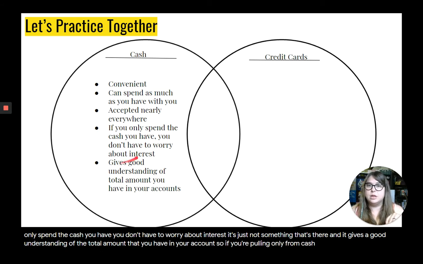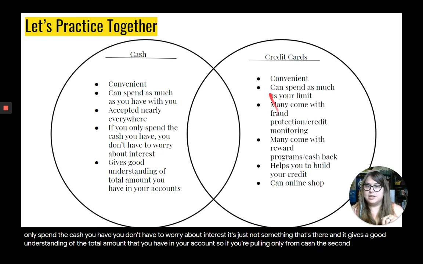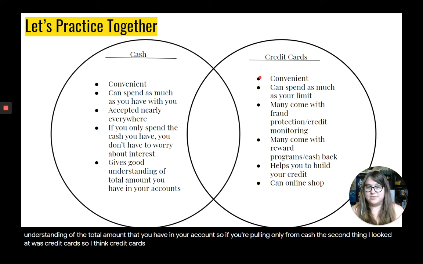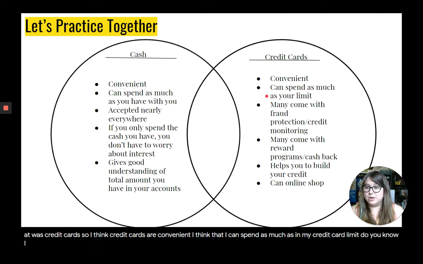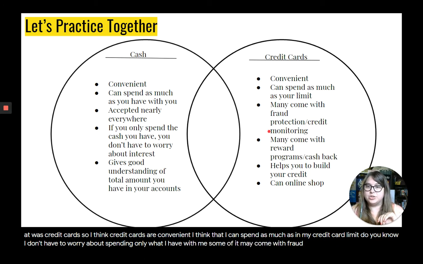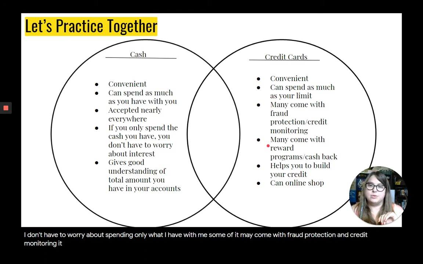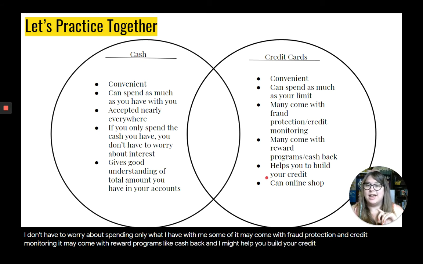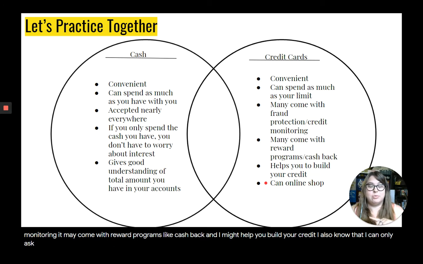The second thing I looked at was credit cards. So I think credit cards are convenient. I think that I can spend as much as is in my credit card limit. You know, I don't have to worry about spending only what I have with me. Some of it may come with fraud protection and credit monitoring. It may come with reward programs like cash back, and it might help you build your credit. I also know that I can only online shop with credit cards.